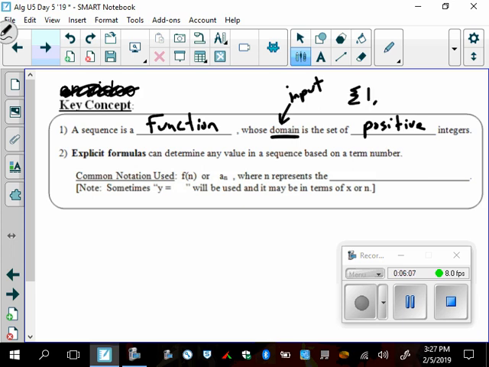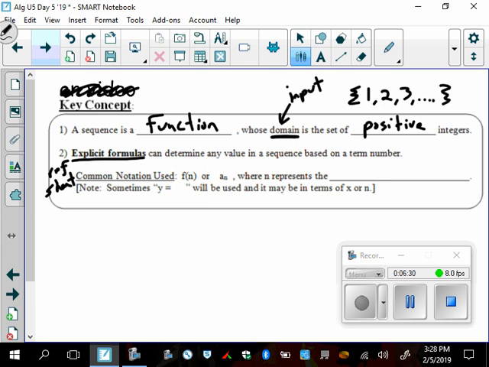So what that means is I'll have a first term, a second term, a third term, so on and so forth. There's no 0 term. There's no 1.5 term. Okay. We're going to have explicit formulas. These will be on the reference sheet for the Regents exam. Okay. But it's based on some term number.